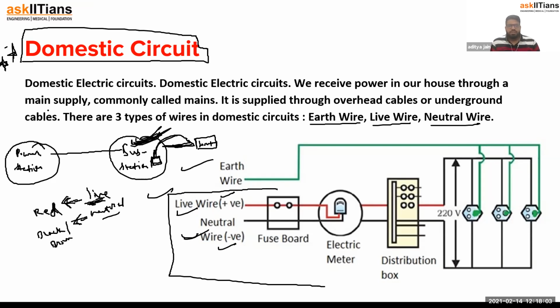Okay. So domestic electrical circuits are those circuits through which we receive power in our house. We basically receive power in our house through a main supply, which is commonly called mains. There is a substation where the main supply is there. From that main supply, the power reaches our house with the help of cables. Either they can be overhead cables connected by pillars or electric poles, or they can be underground.